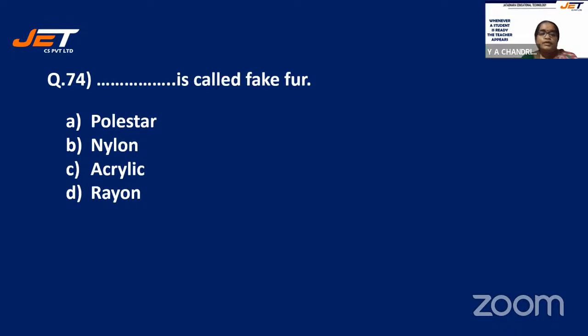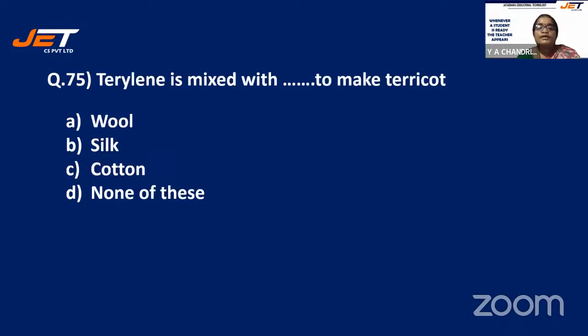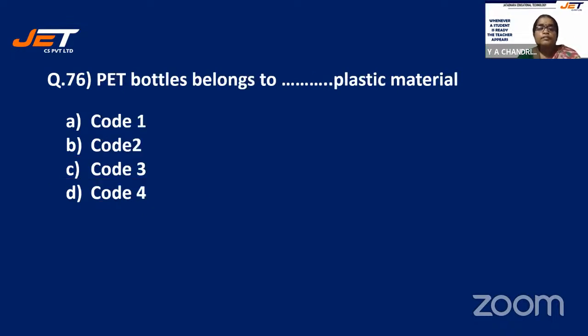Next question. We have seen this. Dash is called fake fur, which is nothing but acrylic. Acrylic is called fake fur. Terylene is mixed with cotton to make terricot. Remember this. And with wool to make terry wool.